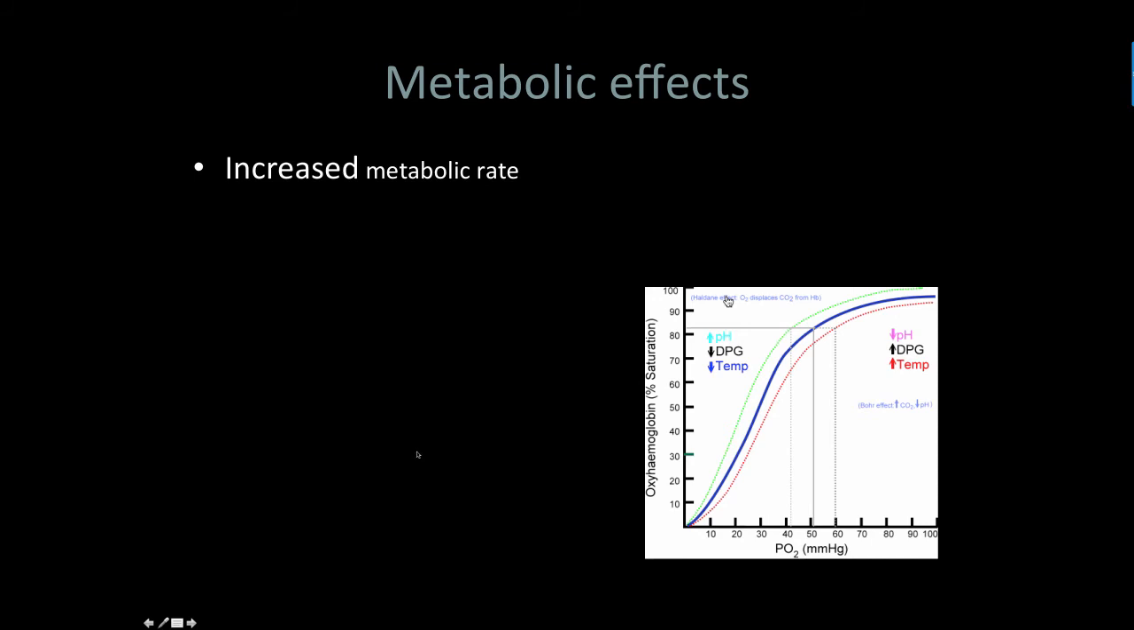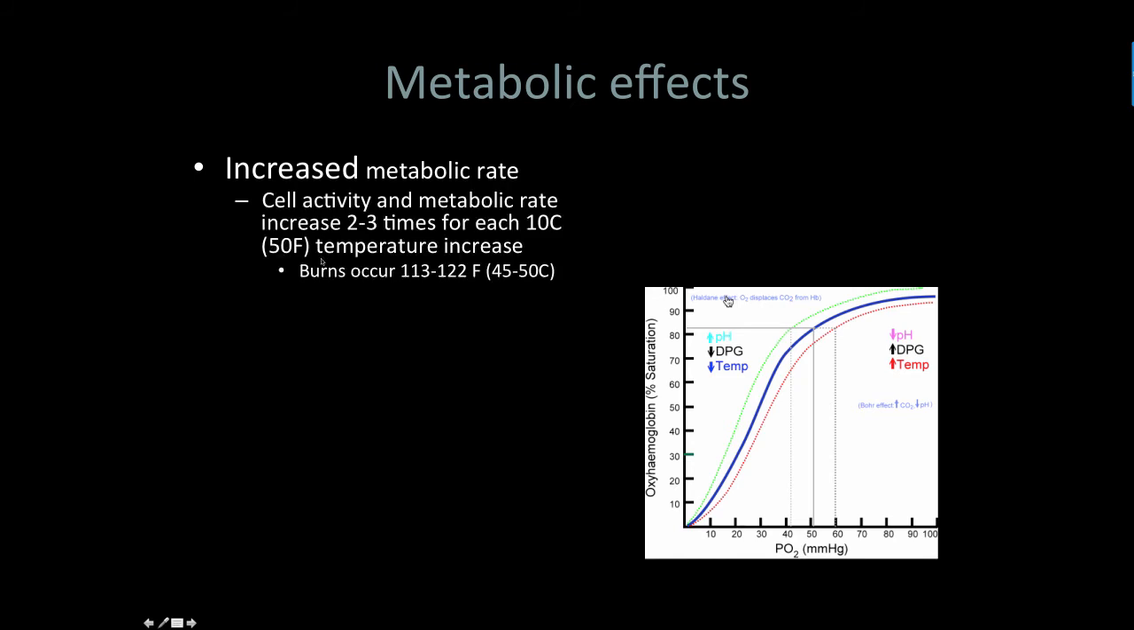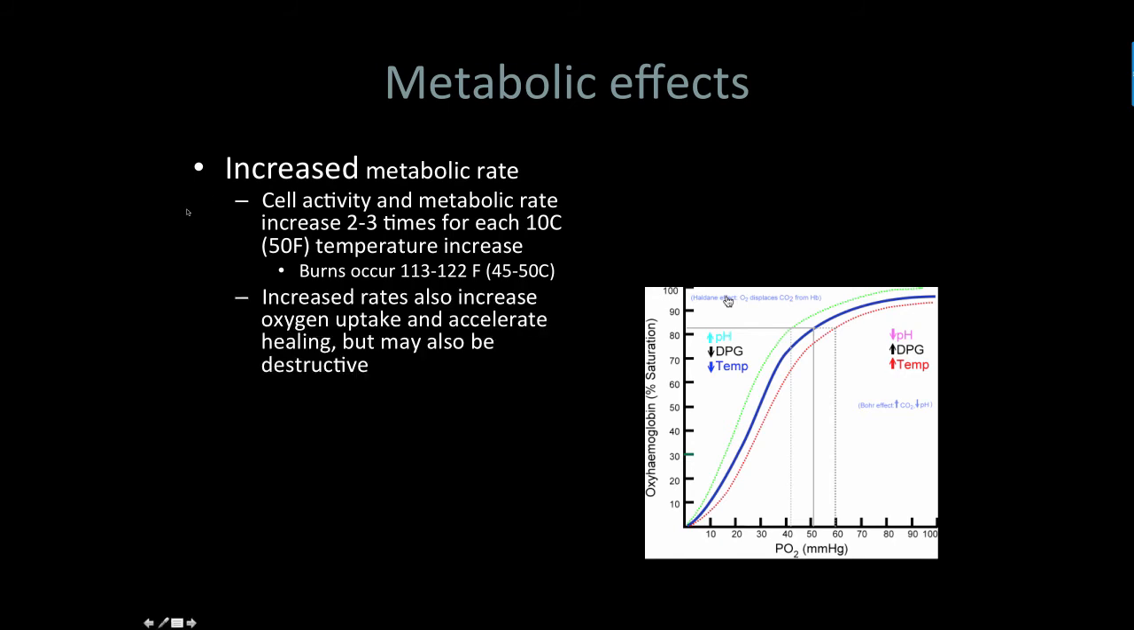All right, so metabolically, what happens when we apply heat? We increase the metabolic rate, so we speed things up. That brings up a contraindication: where you don't want increased metabolism happening, you probably don't want to be putting heat into that system. And we get about a 2 to 3 times increase for each 10 degrees C that we increase the temperature.